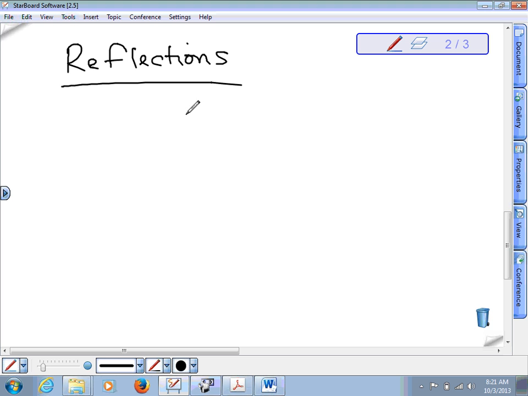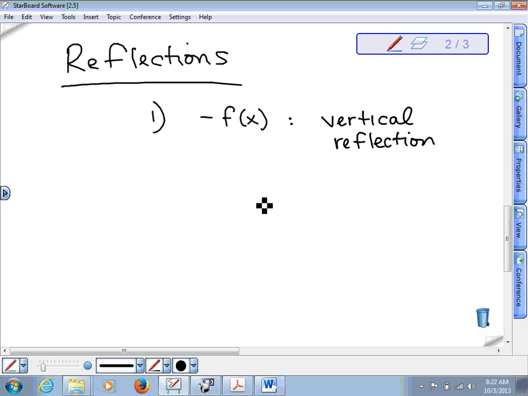So reflections, there are two types. Type number 1, negative f of x is a vertical reflection. The second type of reflection is less common. Matter of fact, I don't even know if our book goes into it much. This one, it will quite a bit, a vertical reflection.